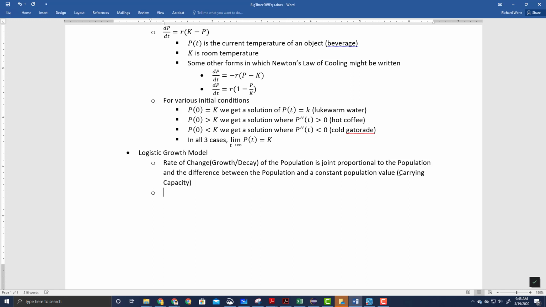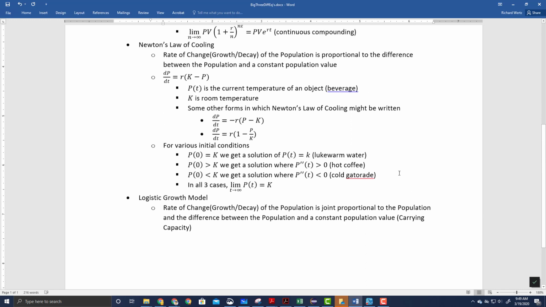So in Newton's law of cooling, K basically meant room temperature. In this case, it means carrying capacity, which is sort of like the natural limit of a population that might be determined by how much food is around, or how many resources are around, and so on and so forth.